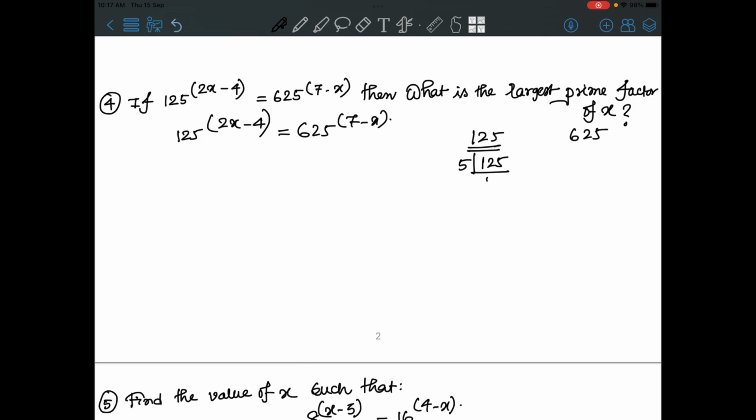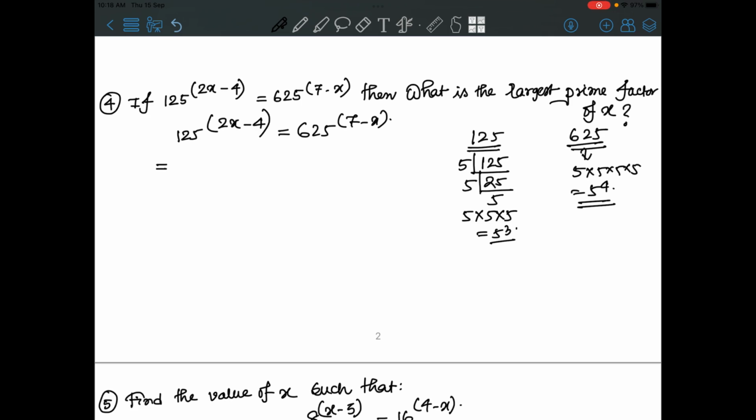125 divided by 5 will turn into 25. Now 25 divided by 5 will turn into 5. In a similar way, we are going to factorize 625. So in the case of 125, 5 into 5 into 5 is equal to 5 cube. In the case of 625, it is 5 four times, so it will turn into 5 to the power 4.